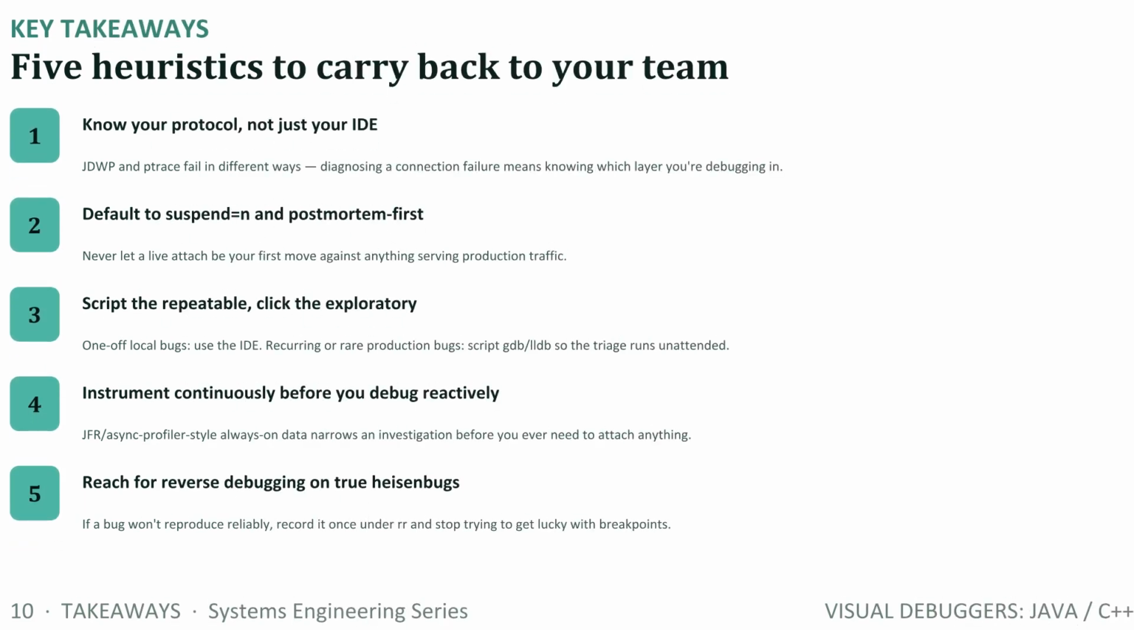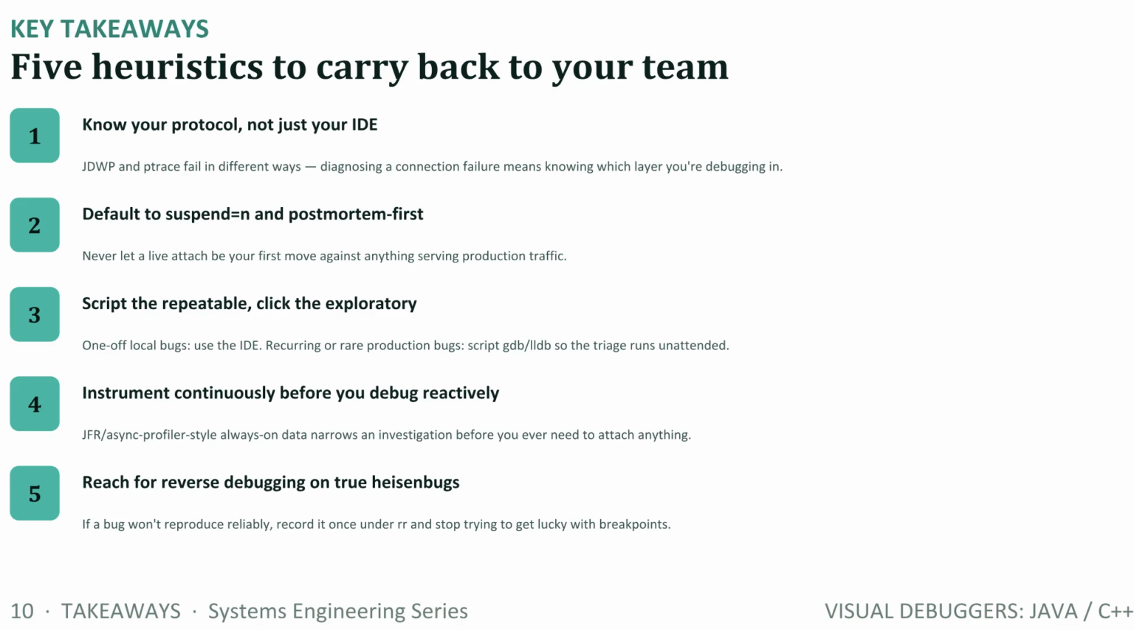Let's pull this together into 5 things to actually carry back to your team. 1. Know your protocol, not just your IDE. JDWP and ptrace fail in different ways. Diagnosing a connection failure means knowing which layer you're actually debugging in. 2. Default to suspend equals n and postmortem first. Never let a live attach be your first move against anything serving production traffic.